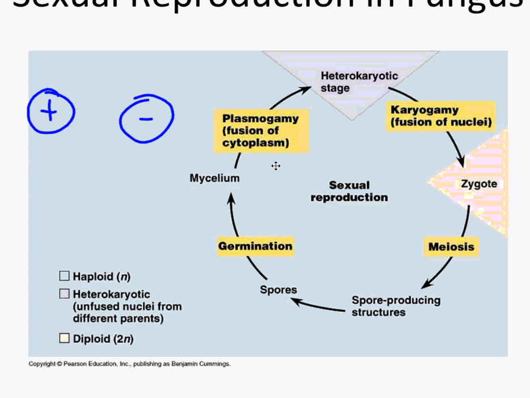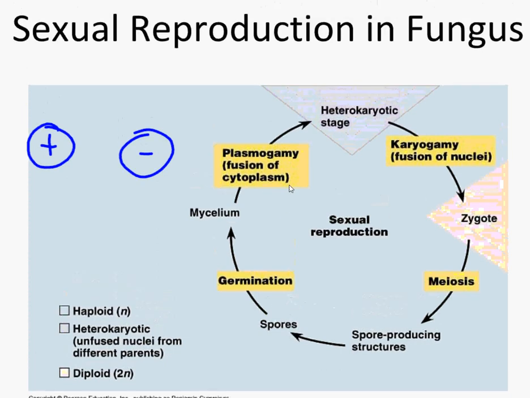And so what do they use sexual reproduction for? Well, sexual reproduction, again, is to create variation. Variation allows for adaptation. Adaptation allows for long-term fitness and survival of the species. And so when the environment is favorable, fungi will go through sexual reproduction. This is how that looks.